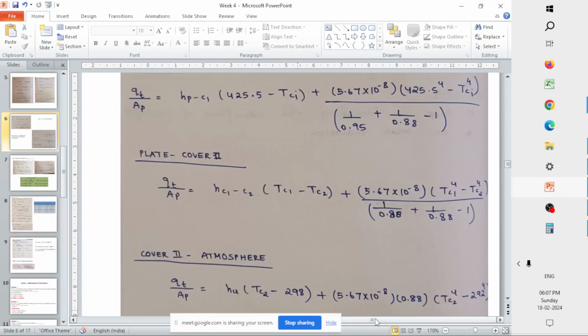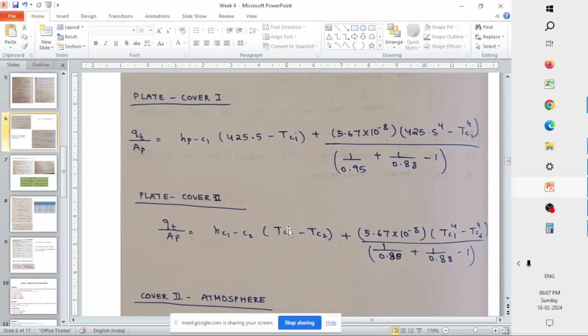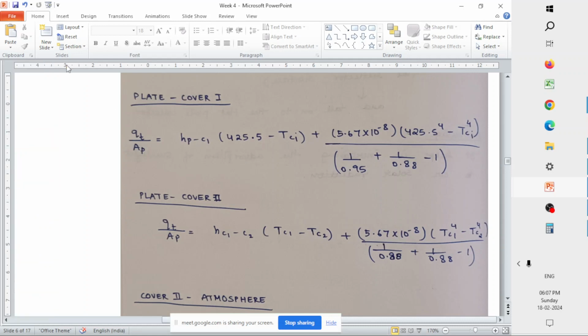Now we can calculate the values of QT by AP. So here that is 0.95 and 0.88 minus 1. This is the formula. If you want to know the exact formula expression, you can always go and check the video lectures, lecture number 9 of week 3. Over there the formulas are actually written. Here I have not given them, but in the PPT that will be uploaded, I will add the formulas also.